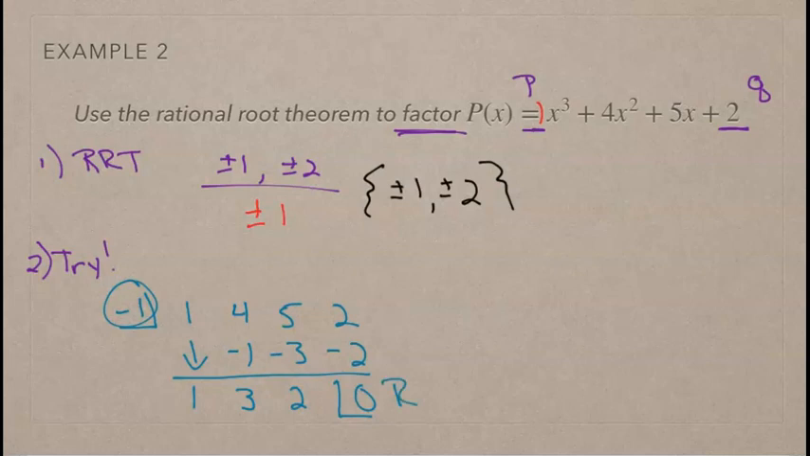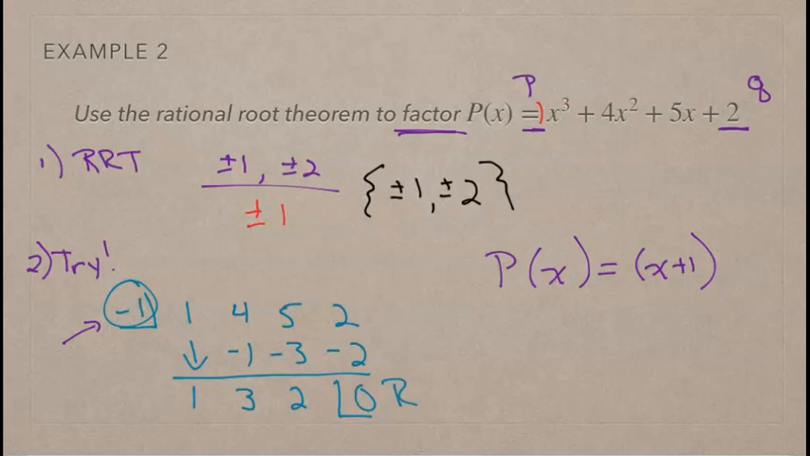Okay, so that means if I'm going to factor p of x, my first factor is the one I just found. It's the factor that goes with the root negative 1. The factor that goes with that root is x plus 1, because negative 1 is the value that makes this factor 0. Well, now let's go down here and figure out what the rest of the polynomial looks like.